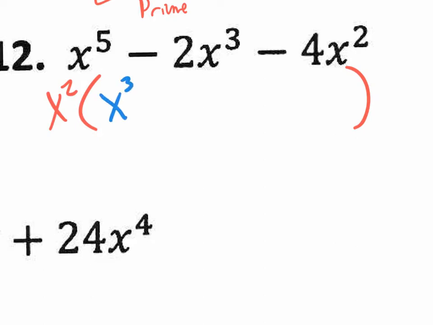X to the 3rd, okay. And then x squared times what gets us a negative 2x to the 3rd? A minus 2 with an x, right? And then last but not least, x squared times what gets us a negative 4x squared? Negative 4. And now you're supposed to look at the inside, this blue quadratic.